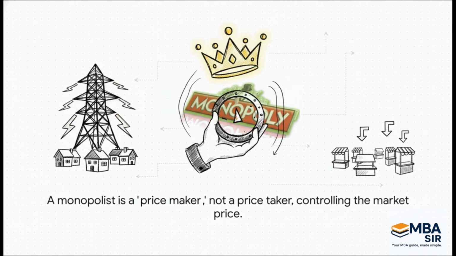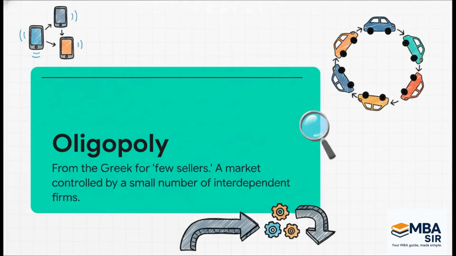Now, let's get into the middle ground: oligopoly. This comes from the Greek for few sellers. This is any market where just a handful of big companies call the shots. Think about cell phone providers or the big airlines. The key word you have to remember here is interdependent. Everything they do affects each other. If one airline slashes its prices, you can bet the others are going to react instantly.